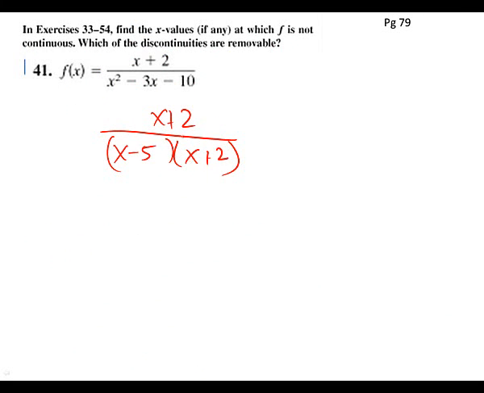Okay, good. So what cancels? When it cancels, it's a hole. So I know I've got a hole. Is a hole removable or non-removable? Hole is removable.